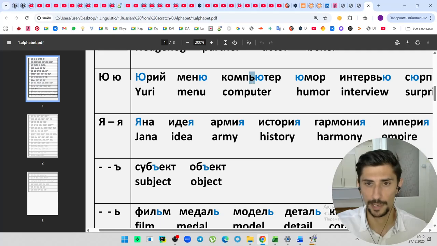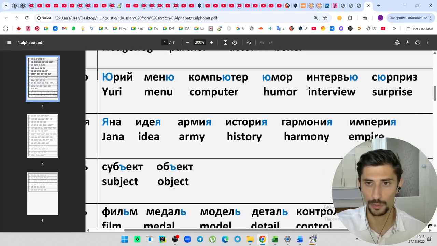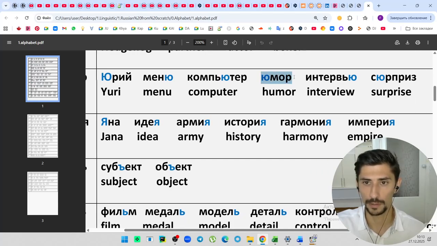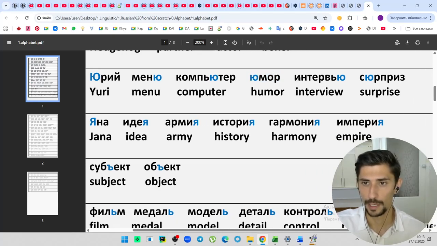Okay, next example we have comp, and then we have this letter that in the Russian alphabet is actually called the soft sign. The function of this letter is to make the previous letter sound more softly. So it would be not P, but K. Computer. The accent is on this syllable, and that's why this letter is pronounced like A. Computer. Okay, very good. Next word is humor. Interview. Also, we have the soft sign and the letter V became V. Interview.